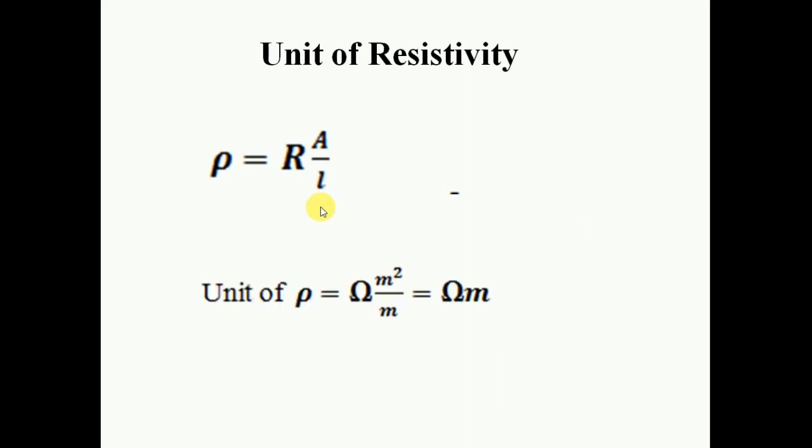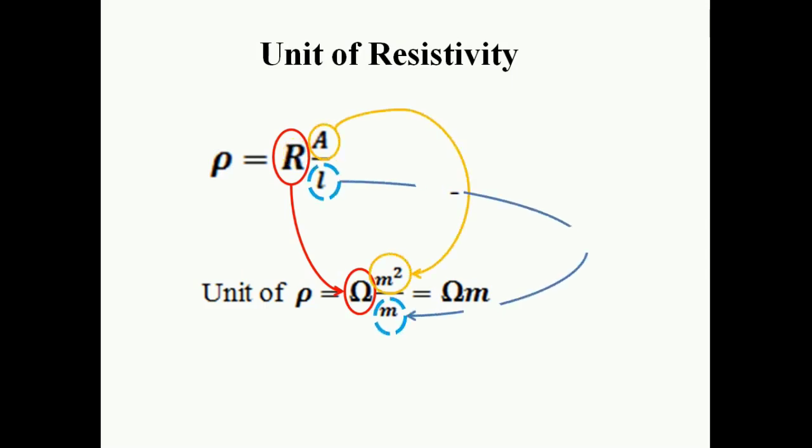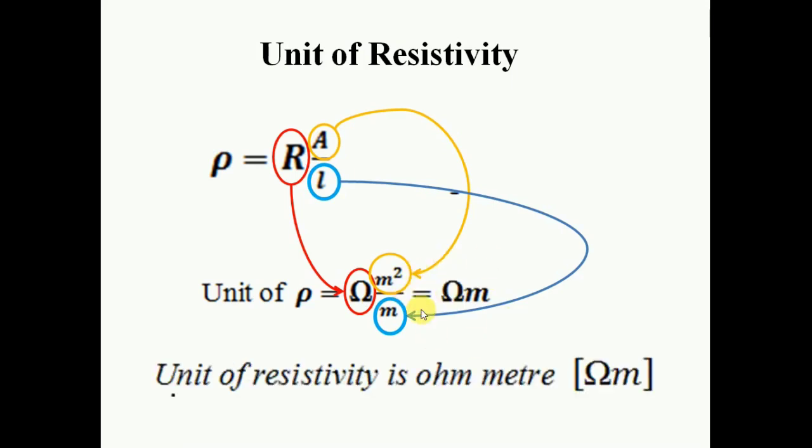For the unit of resistivity, I need to write the formula. Resistivity is resistance times area by length. The unit of resistance is ohm, the unit of area is meter square, and the unit of length is meter. So meter square and meter get cancelled, and I'm left with ohm meter. So the unit of resistivity is ohm meter.